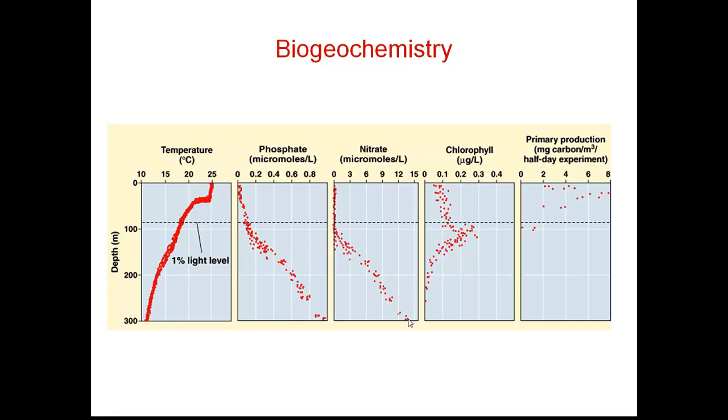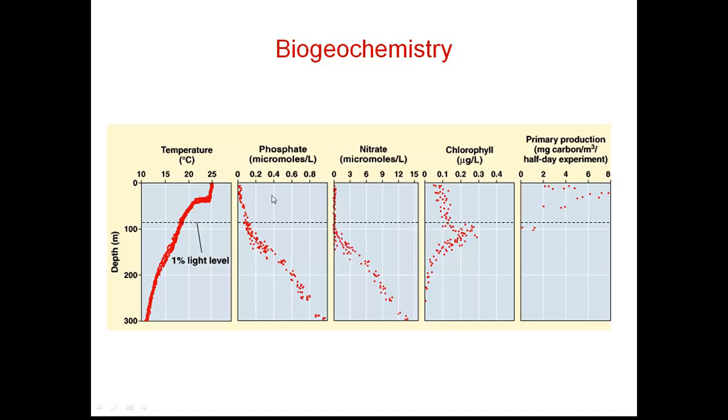Why is this the case? Well, first of all, in the surface waters, this is where we have most of our biological production, and organisms take up nutrients because they require nutrients for biological processes, and this act of organisms taking up nutrients is going to decrease their availability in the environment. So that's the first reason.